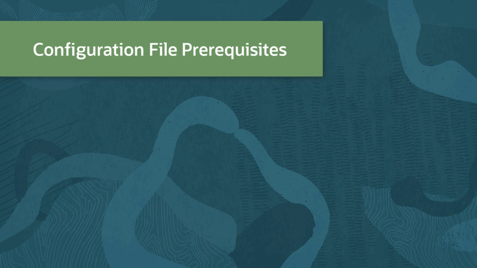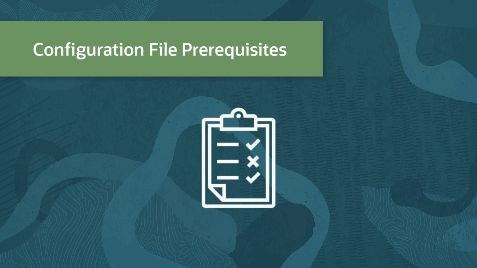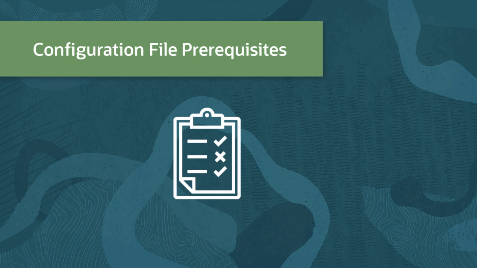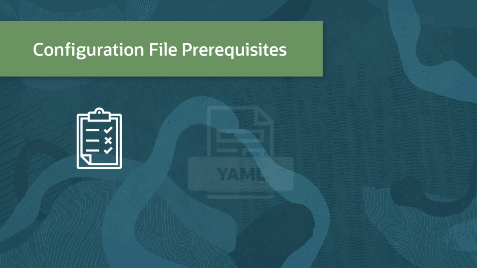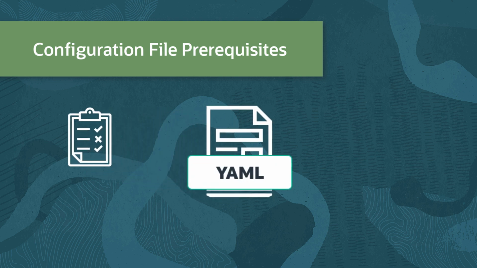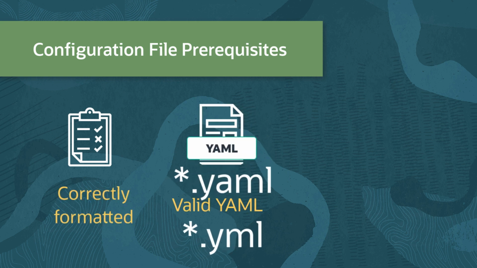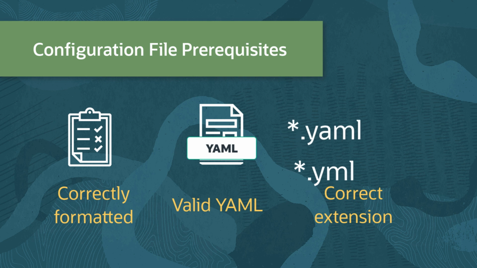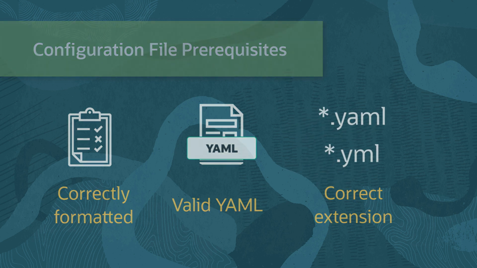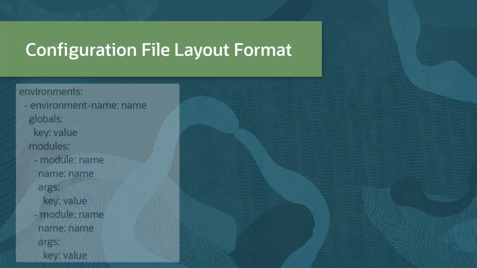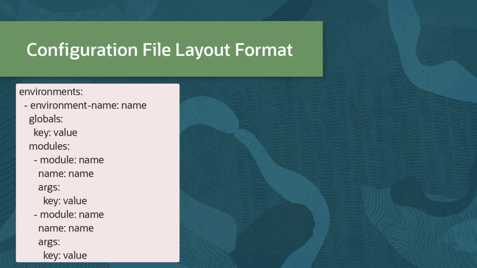We'll start out by highlighting some of the configuration file prerequisites to be aware of. The configuration file must comply to a predetermined format. The configuration file must be a valid YAML file. It must also have a file extension of either .yaml or .yml. The basic format within the file must be as shown on the screen.